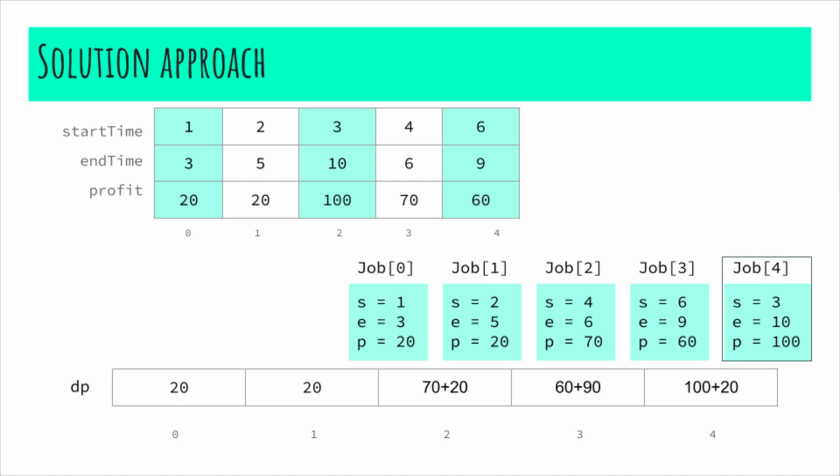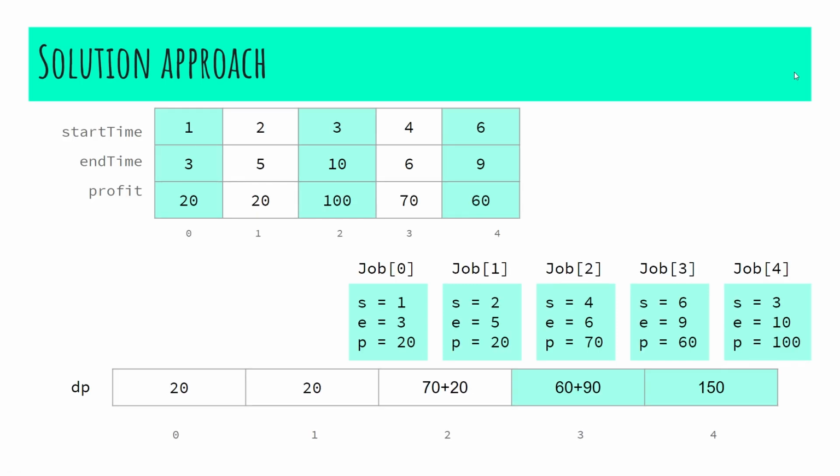Therefore, in this case, my profit would be only 120, whereas the profit that we had obtained by doing the previous job was 150, which is clearly greater than 120. Therefore, we'll store the maximum value that we had obtained in the previous step in the last index of our DP array. And this will be the value that we return at the end of the function.